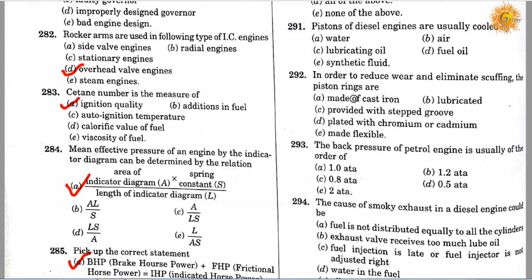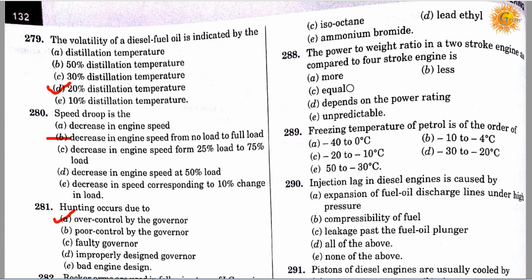Question number 288. The power to weight ratio in a 2-stroke engine as compared to a 4-stroke engine is: option A, more; option B, less; option C, equal; option D, depends on the power rating; option E, unpredictable. So the correct answer will be A, it will be more.